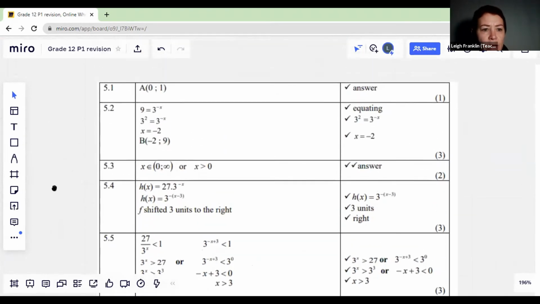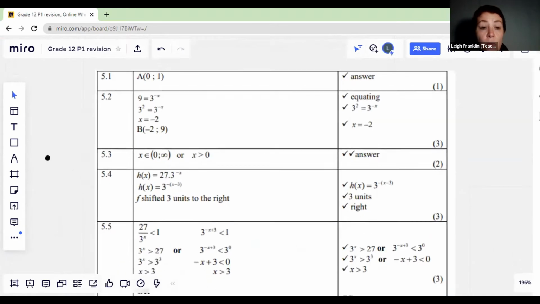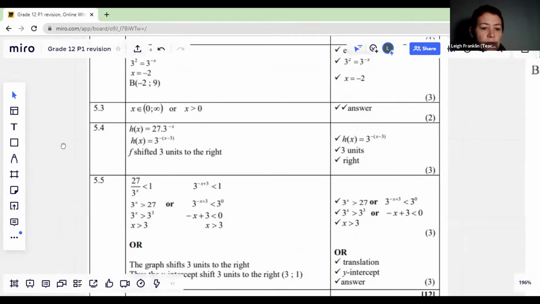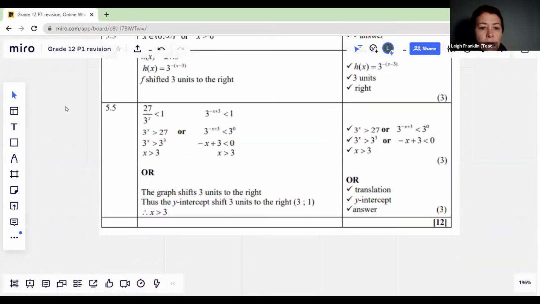Okay, so in 5.1, A was 0 and 1. In 5.2, B was minus 2 and 9. 5.3, we've spoken about, so x is greater than 0. 5.4, we've also spoken about, so shifted 3 units to the right. And then in question 5.5, that's why x is greater than 3. Is everybody happy with that?